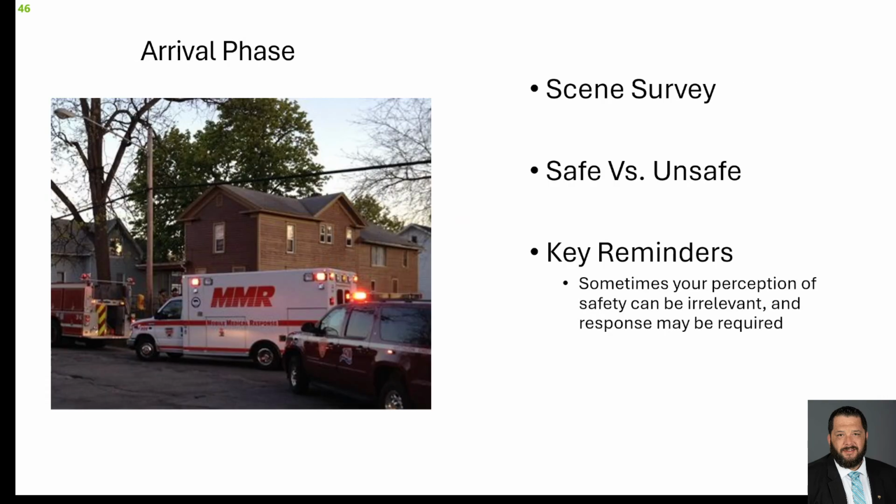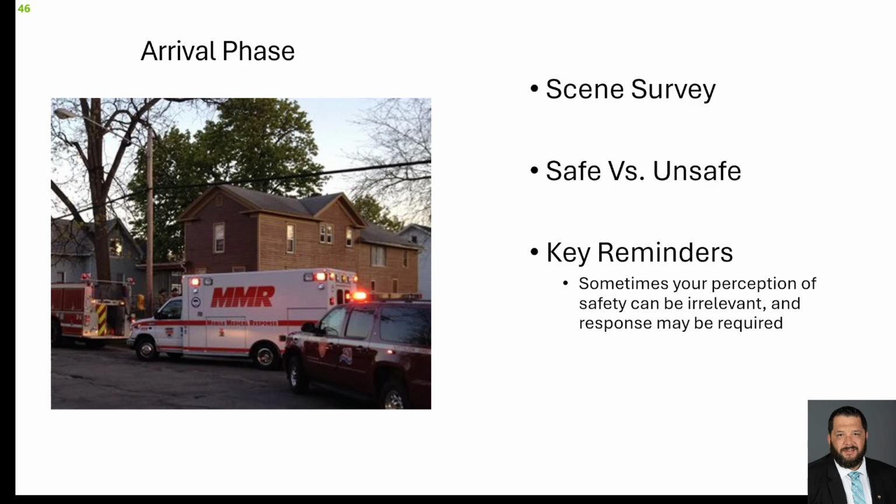The next phase of the EMS call is the arrival phase, and there's a couple of things that happen once you arrive on scene or as you are arriving on scene. For one, you should do what's called a scene survey or what we call a windshield survey. So as you're arriving on scene, you should be looking around the environment. And we use the term a lot. You'll hear the term a lot that's used about scene safety, right? The scene safe. Well, nothing is ever really truly safe, but you can look for immediate safety hazards.